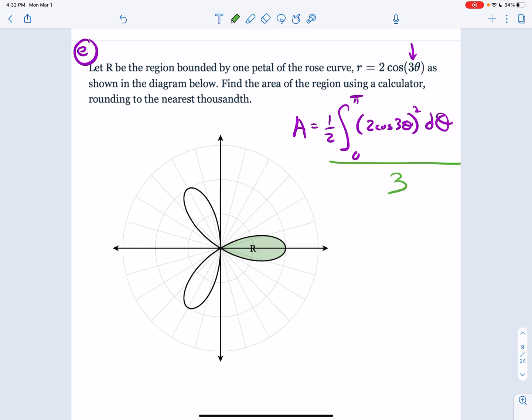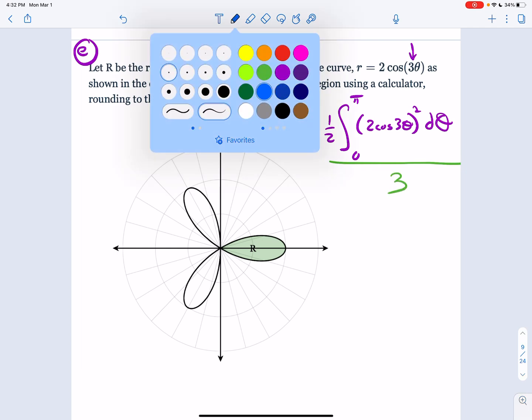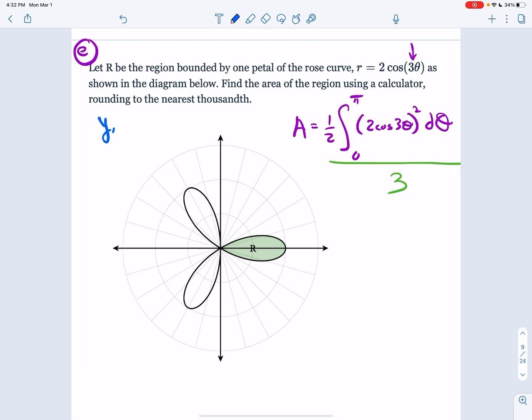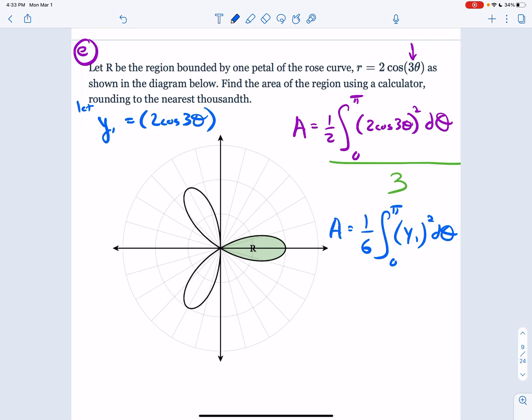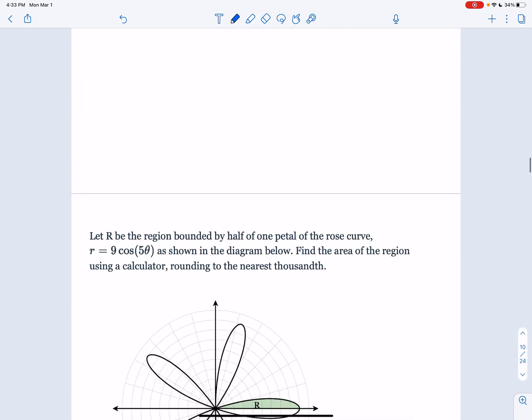Okay? So when I write this all out, first I'm going to declare that we're going to let y1 represent 2 cosine 3 theta. So this is really 1/6, 0 to pi, of y1 squared d theta. Okay? And whatever you get there. So again, we're dividing by 3 because we only want 1 out of the 3 petals. All right? Let's keep going. Part F.